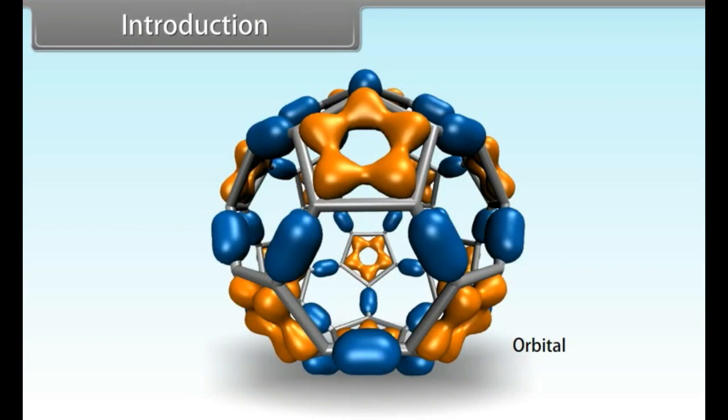The energy, size, shape and orientation of the electron orbital can be specified by the use of three quantum numbers. These are the principal quantum number, azimuthal quantum number and magnetic quantum number. So, throughout this lesson, we will study the quantum mechanical model of the atom.